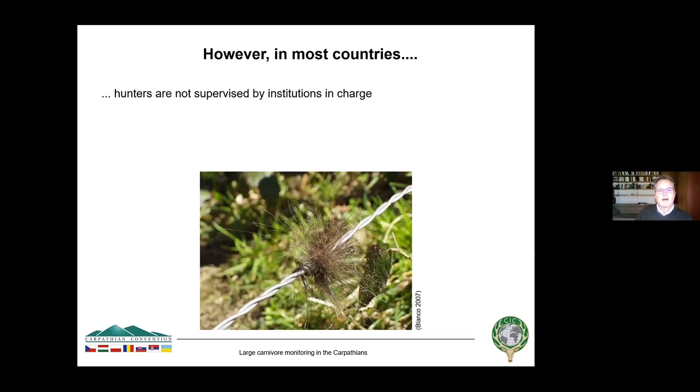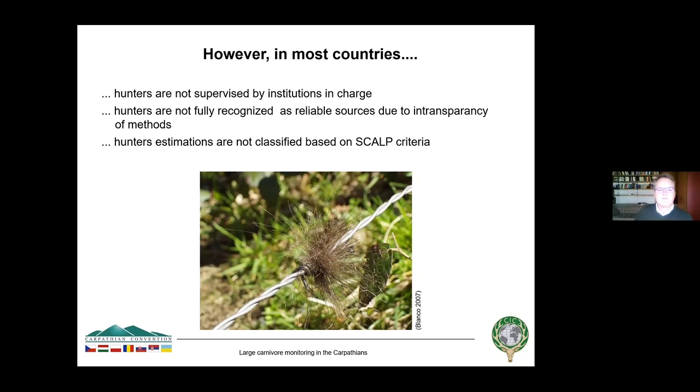However, in most countries, hunters are not supervised by institutions in charge. So the training of the hunters to provide appropriate quality of data observation is always in question and not given in all countries. Hunters are not fully recognized as reliable sources due to intransparency of methods. So hunters don't trust the authorities, authorities don't trust the hunters in some of the countries. And this is because of a lack of communication. So there's no database which is open for everyone and which is describing what has been found in the past by hunters or by the authorities. And the hunters' estimations are not classified based on SCALP criteria in most countries. So there's a big discussion on whether the data are true or not.